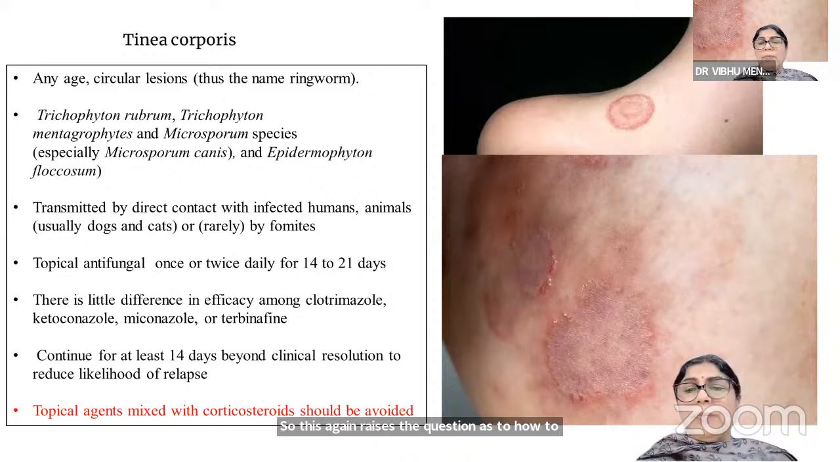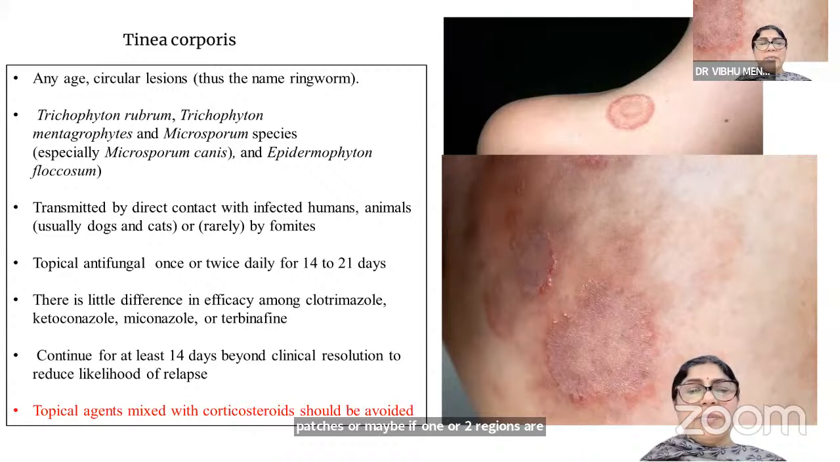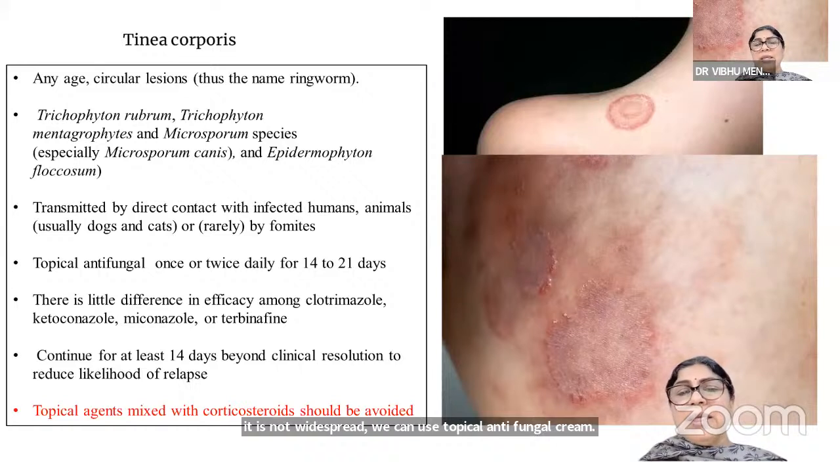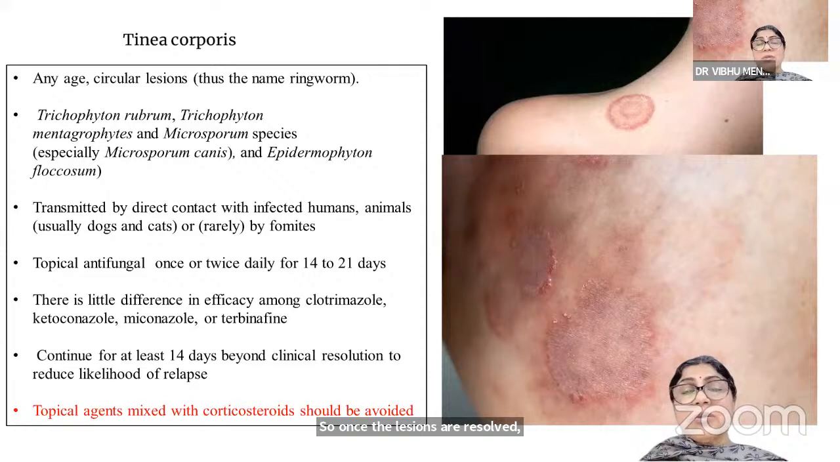Now, we have to use a topical antifungal agent in case the disease is localized to just 1, 2, or 3 patches, or maybe if 1 or 2 regions are involved and it is not widespread. We can use topical antifungal cream. It is to be applied twice daily for a minimum period of 2 to 3 weeks. And we recommend now that it should be extended at least 7 days beyond the complete resolution of the lesions. Once the lesions have resolved, you have to continue, because that diminishes the risk of relapse.